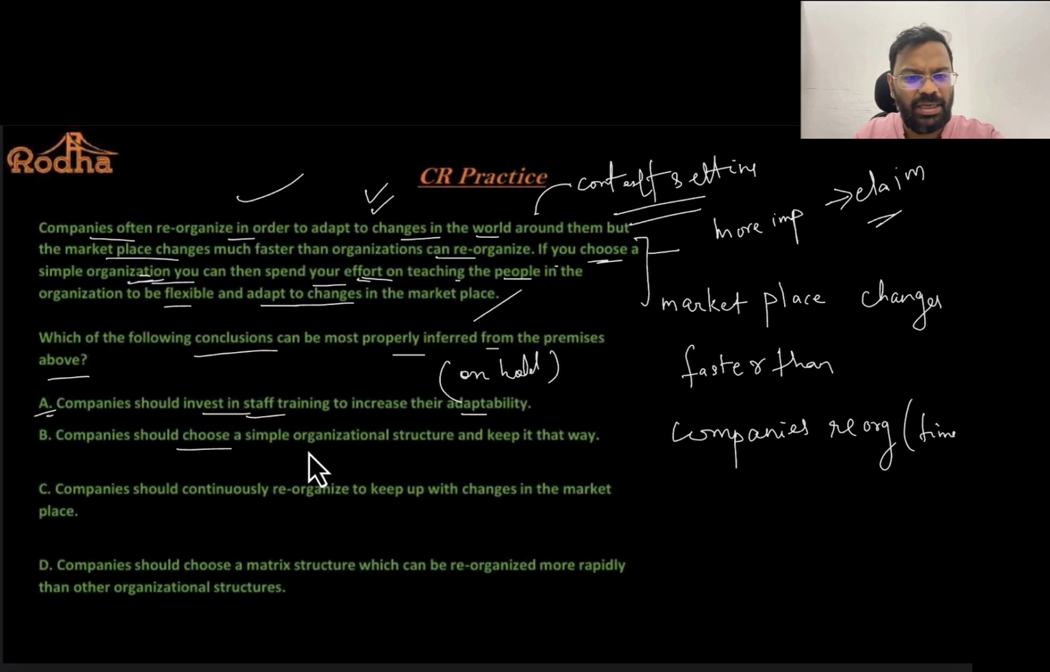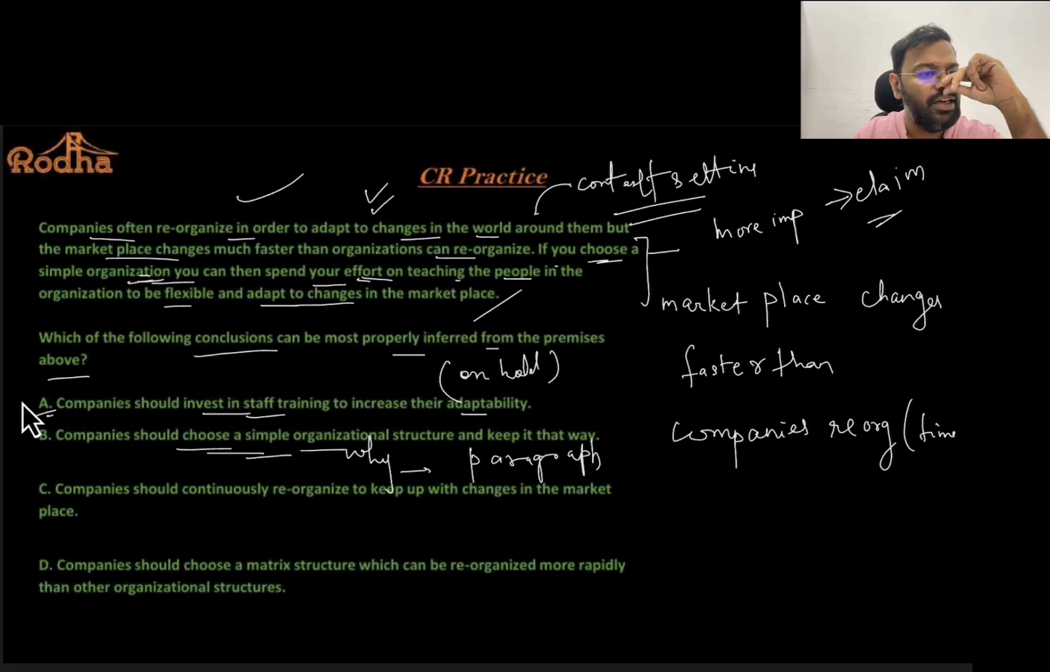Companies should choose a simple organizational structure and keep it that way. Why? Is because then you can spend your effort. Why is being answered in the paragraph, right? And if why is being answered in the paragraph, this could be a conclusion. And therefore, I will eliminate option number A and my new best friend is option number B here.